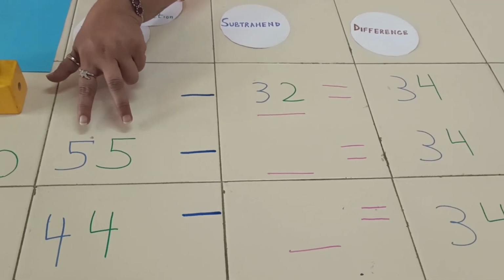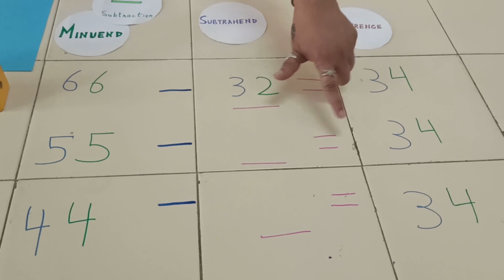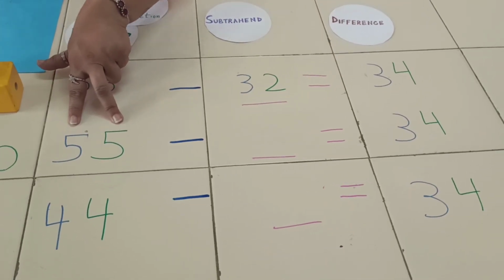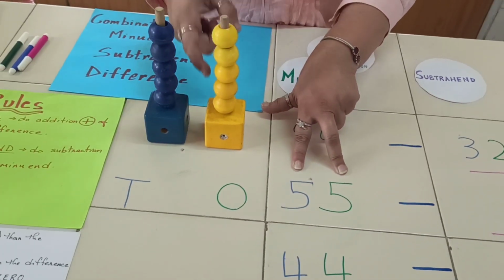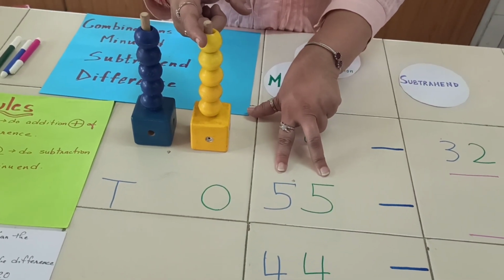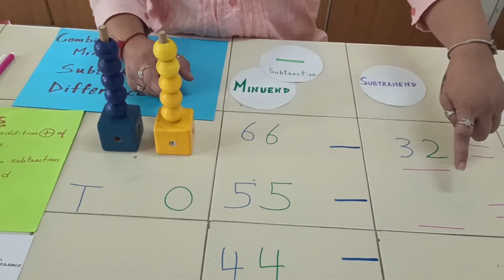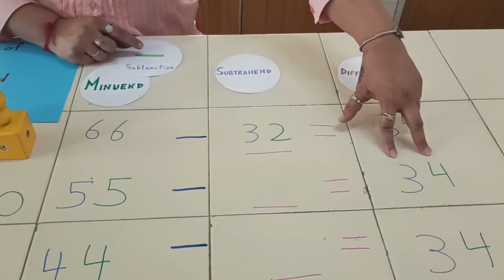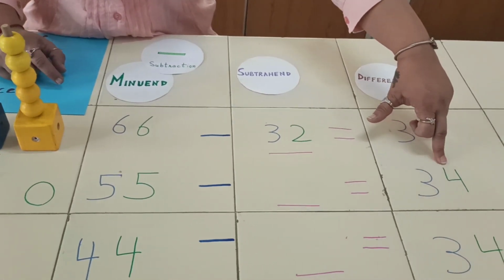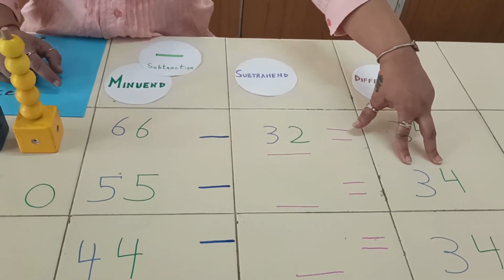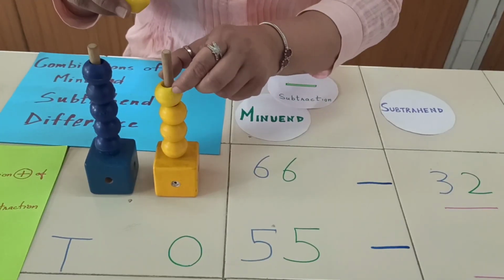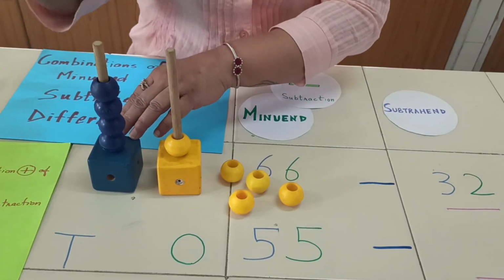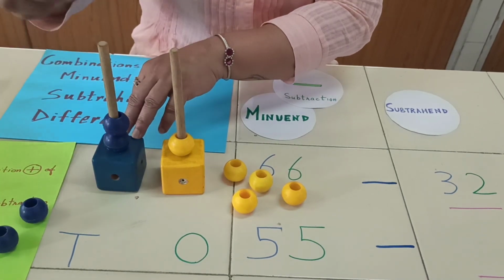Now the second is 55 minus dash is equal to 34. That means I should keep 55 beads in my abacus. 5 in 10's place and 5 in 1's place. Now as we have to find subtrahend, we need to subtract these many beads from minuend. That means 4 from 1's place and 3 from 10's place. Let's remove 1, 2, 3 and 4 and 3 from 10's place.